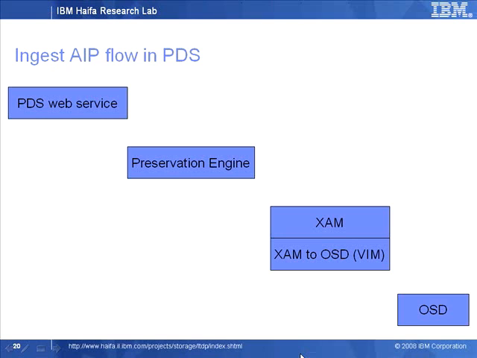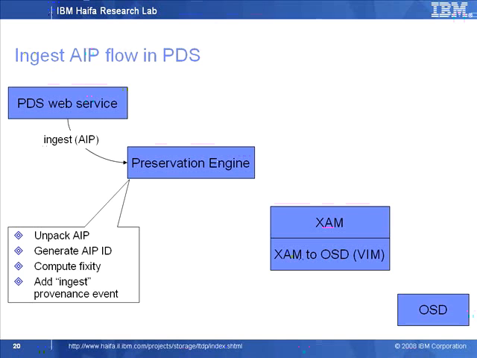To preserve this AIP, we ingest it to PDS. Inside PDS, on Ingest, the Ingest web service is called with the packaged AIP. The preservation engine unpacks the AIP, generates an AIP ID for it, computes fixity, and adds an ingest provenance event.